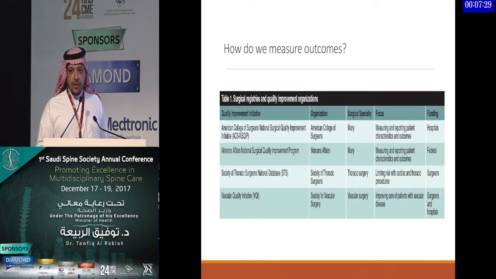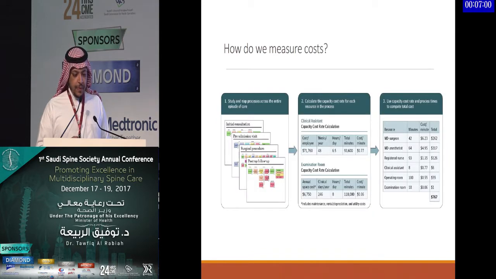The other way of looking at outcomes, which was mentioned by Dr. Sahel, is using registries. And registries have become a valuable and significant component in improving quality of care across the world. There are lots of examples in spine and other diseases in the States and Europe and elsewhere. And they are a very valuable source of looking at and measuring outcomes.